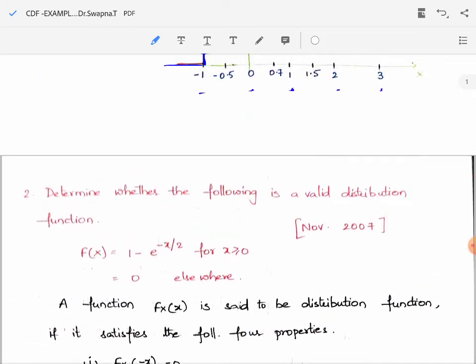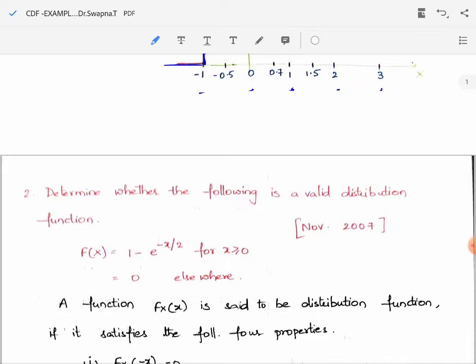Second question. Determine whether the following is a valid distribution function or not. November 2007, JNTUH. F of x is equal to 1 minus e power minus x by 2 for x greater than or equal to 0 and is equal to 0 elsewhere.